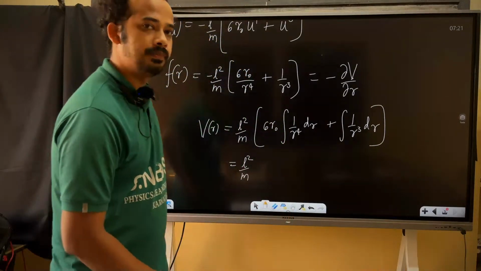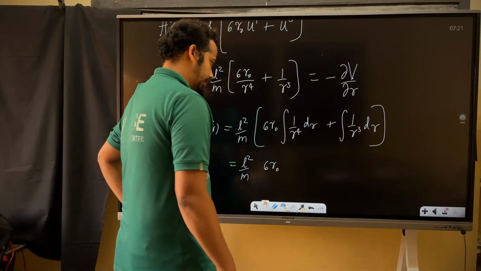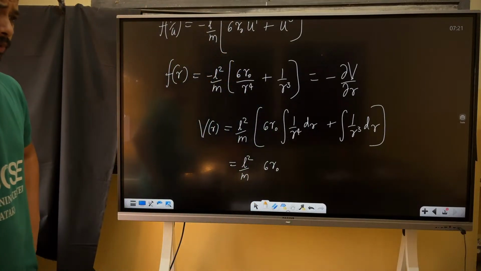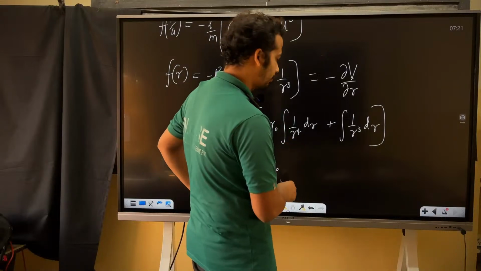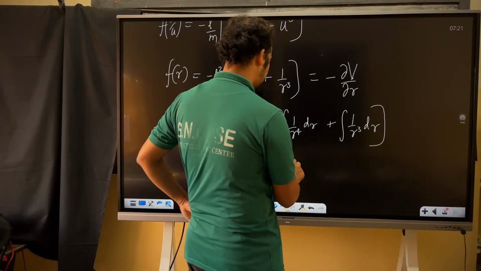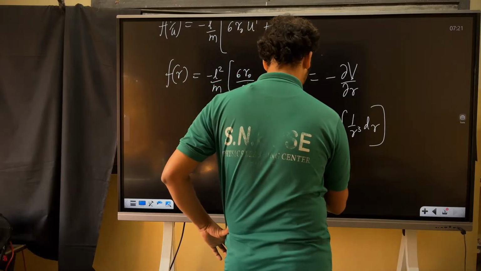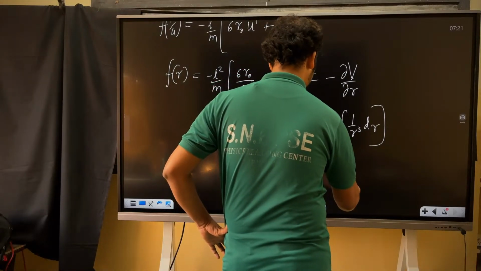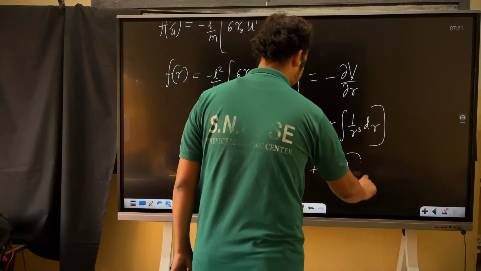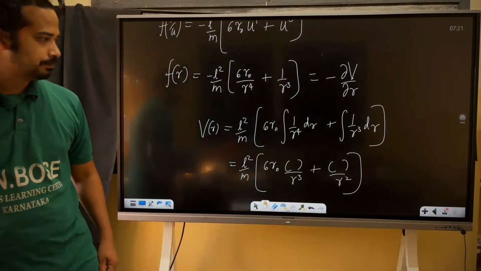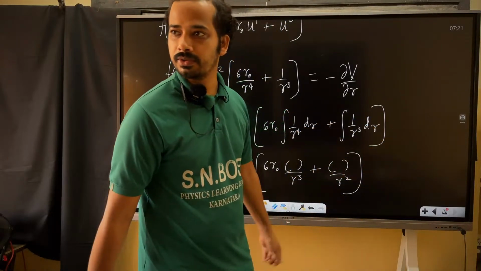What is this one? Minus 4 plus 1, 1 by r cube. I don't need any constant actually. 1 by r cube will come, plus something into 1 by r square will come, isn't it? That is the only thing I need to answer the question. r raised to minus 4 plus 1, r raised to minus 3 plus 1 after integrating.